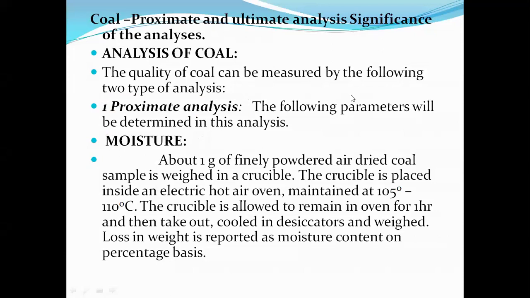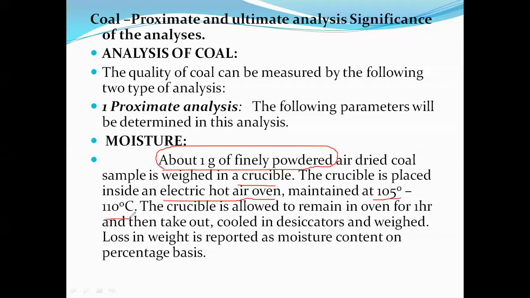In the previous class, we discussed how we determine the moisture content in the coal sample. We take 1 gram of the finely powdered coal sample in a silica crucible and place it in the electric hot air oven, maintaining the temperature at 105 to 110 degrees centigrade, and heat it for 1 hour.